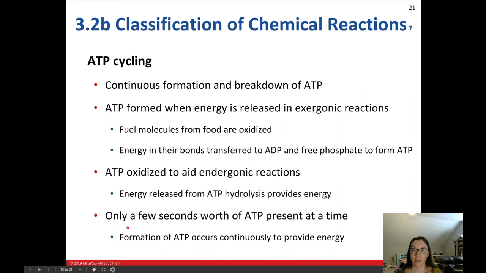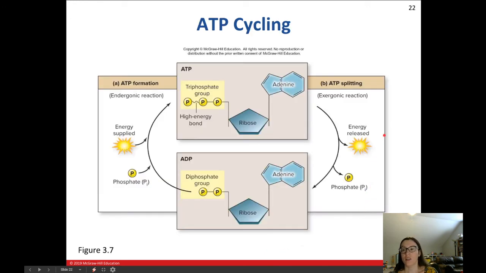Now, ATP is a good storage molecule for energy, and it's really important that we have ATP and that the cell can use it really easily, but only a few seconds worth of ATP is present at any time because we're constantly using it and constantly making it. So we have to continuously form ATP to provide energy. And so here, this is our ATP. We have our adenine, our ribose sugar, and we have our 3 phosphate groups here. And this last one here is that high energy bond.